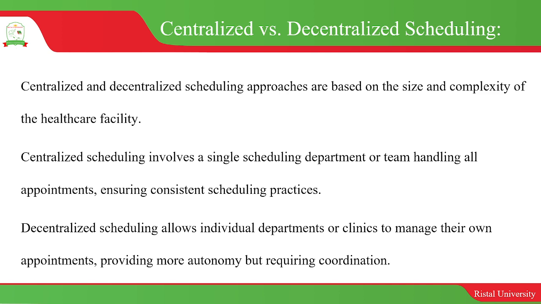We say centralized and decentralized scheduling approaches are based on the size and complexity of the entity. Centralized scheduling involves a single scheduling department or a team handling all the appointments, ensuring consistent scheduling practices. Meanwhile, decentralized scheduling allows individual departments or clinics to manage their own appointments, providing more autonomy but also requiring coordination.